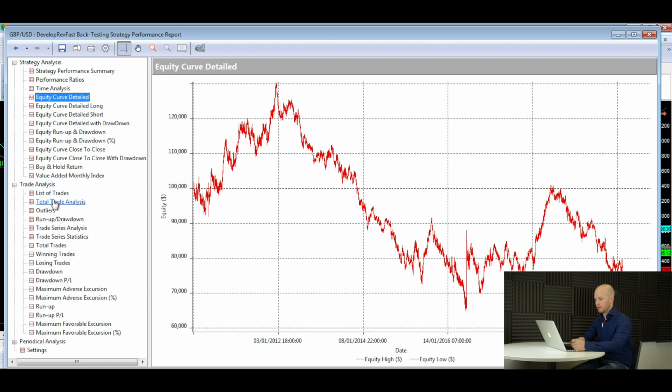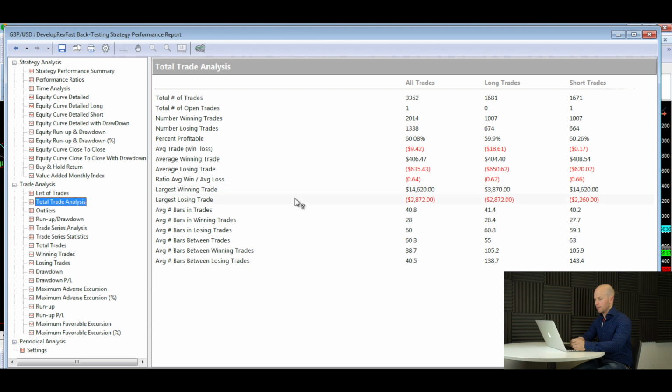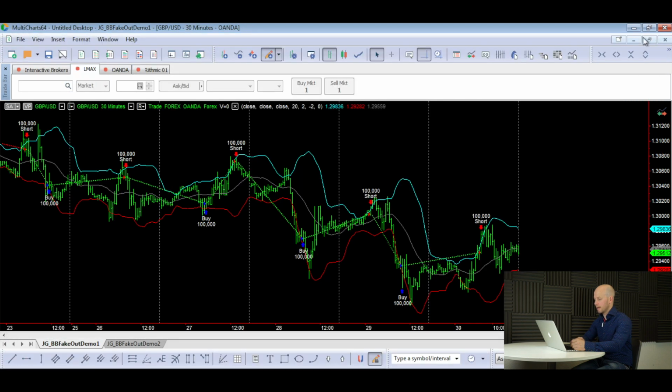We can look at the total trade analysis. We can see now we haven't got a $20 average trade. We've got a minus almost $10 because we've added in $30 worth of costs, quite simply. But let's add the costs in to the improved version.